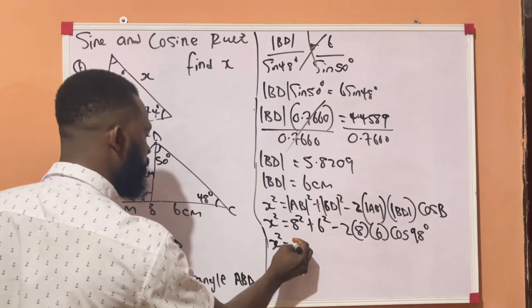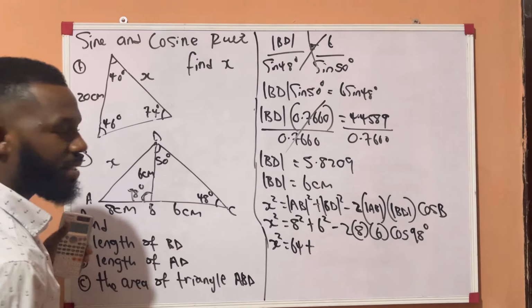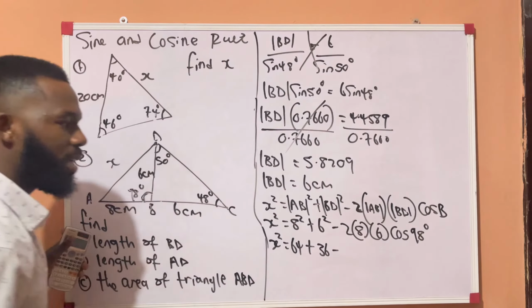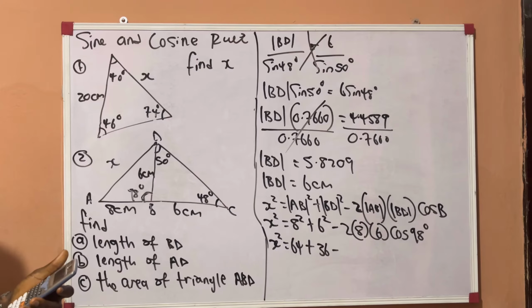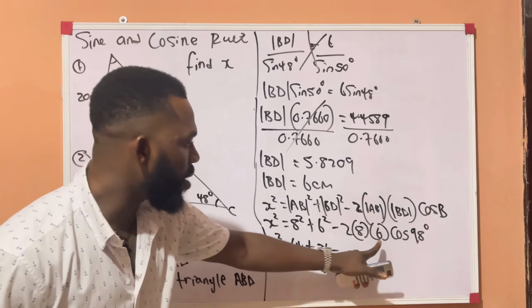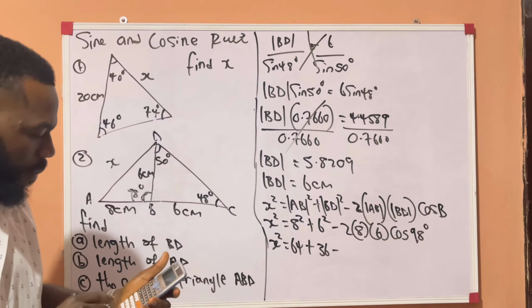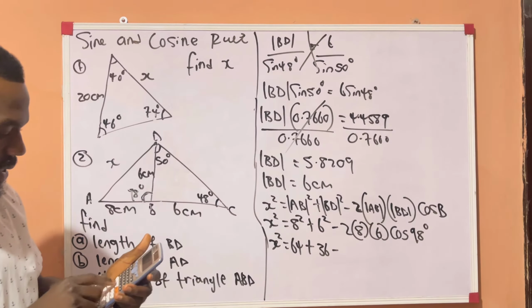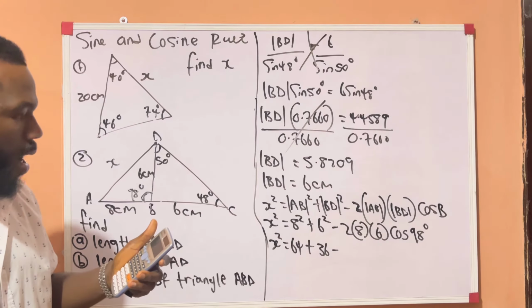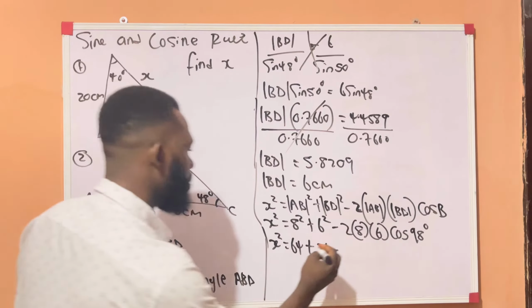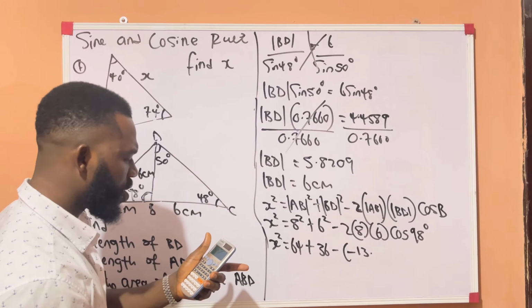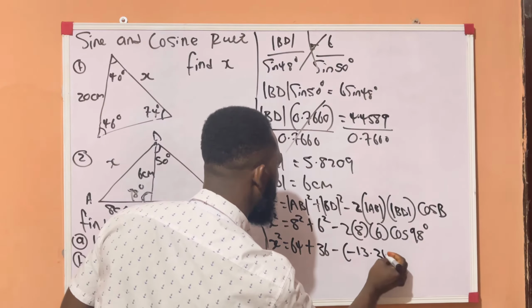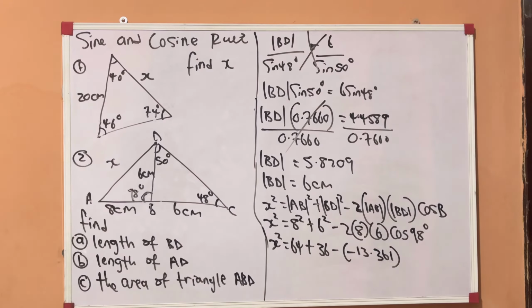So if we do this, x squared is equal to 8 times 8, which is 64. 6 squared means 6 times 6, which is 36. Minus, now 2 times 8 gives us 16, and 16 multiplied by 6 gives us 96. Now let's just do it once for all: 96 multiplied by cos 98 gives us minus 13.361. Let's approximate it.